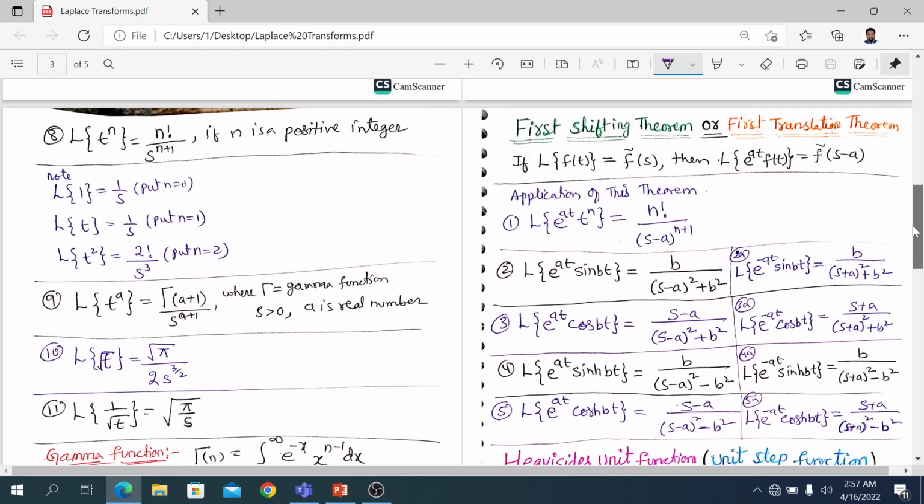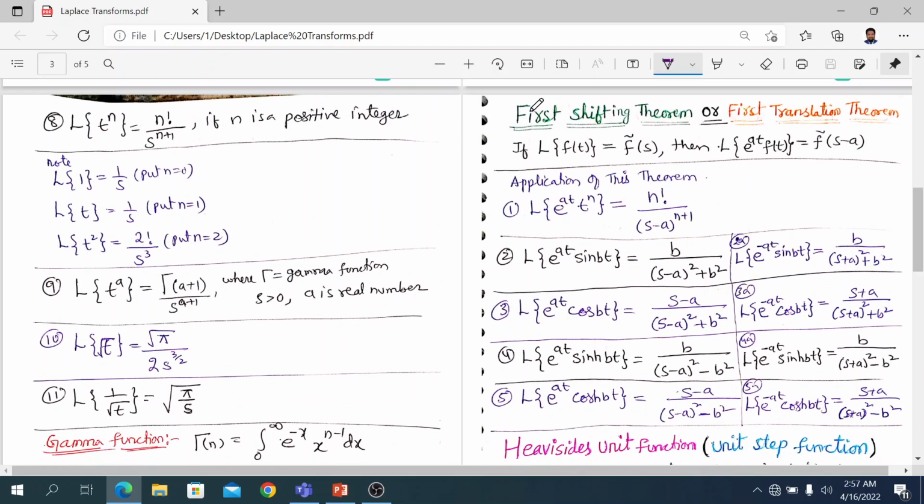Now next see the formulas. This is known as the first shifting theorem, or first translation theorem. So what is this? If Laplace of f of t is equal to f bar of s, then Laplace of e power of at f of t is equal to f bar of s minus a. Now an application of this theorem: Laplace of e power of at t power of n is equal to n factorial by s minus a power of n plus 1.